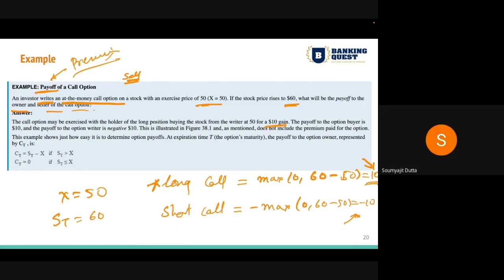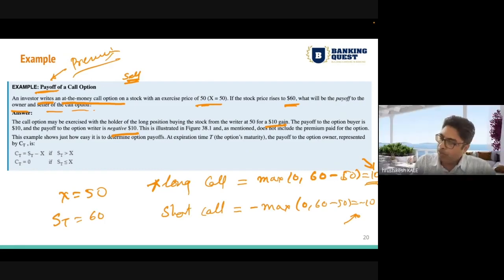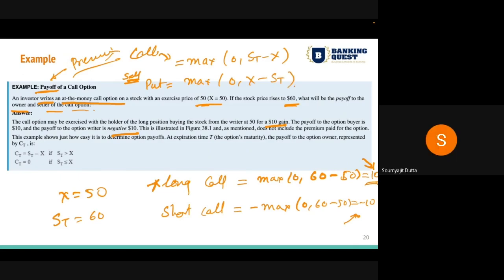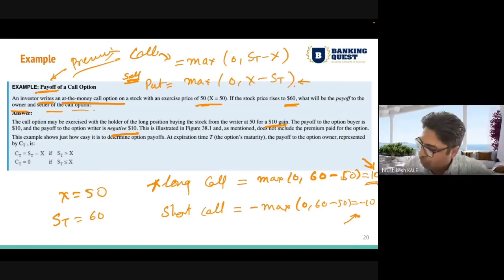So we'll consider the minus of the maximum, same as ST minus X for the short call, because this is a call option. So if we see, the formula for call option will be max of 0 comma ST minus X. This is the formula for call option. If you see the formula for put option, it is max of 0 comma X minus ST. Yeah, this is for put option.